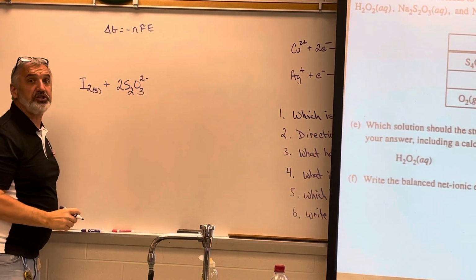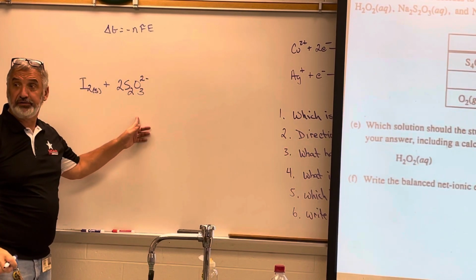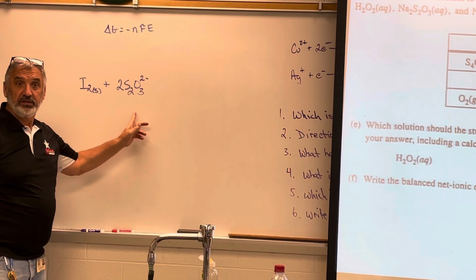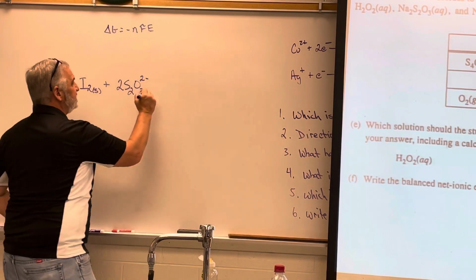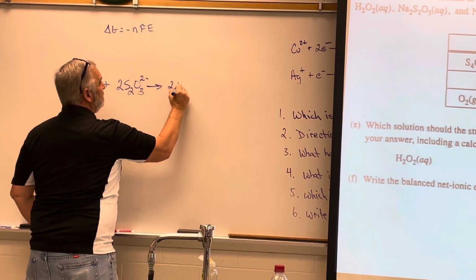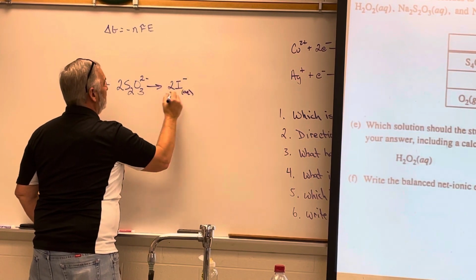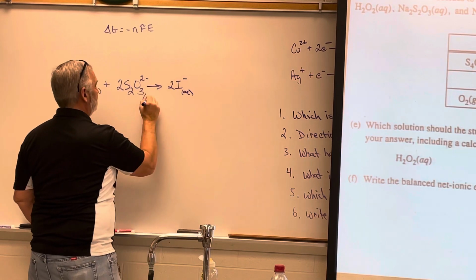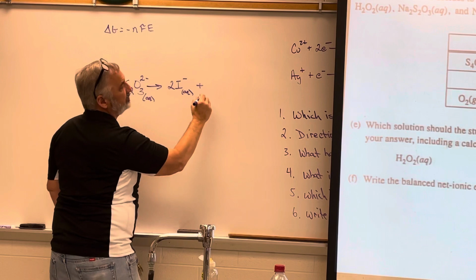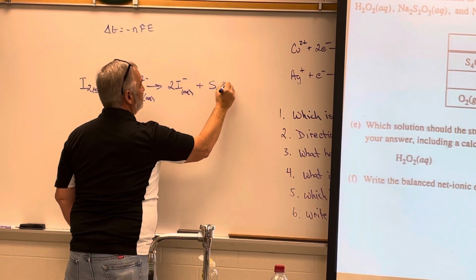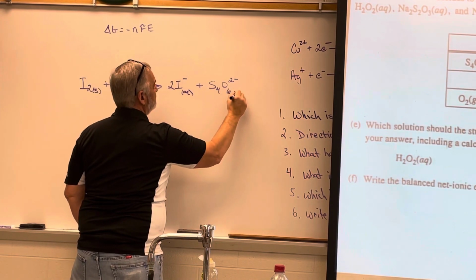And put the darn charges on there. Don't just write S2O3. Okay? These are net ionic equations. And it's going to go to 2I minus, and I think this is aqueous, isn't it? Yeah. Plus S4O6 2 minus.